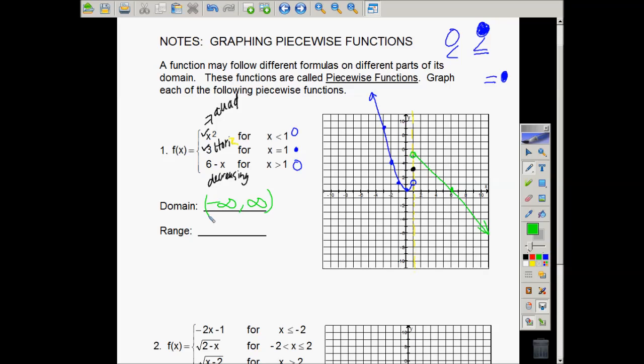And range is the same, right? So my range would be the same. As I look at the bottom, my y's are going on forever. As I look at the top, my y's are going on forever. So my range is negative infinity to infinity.